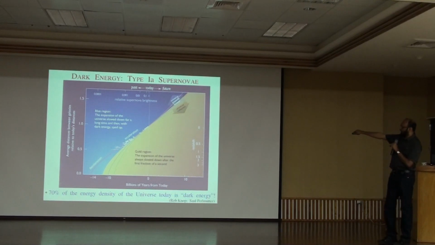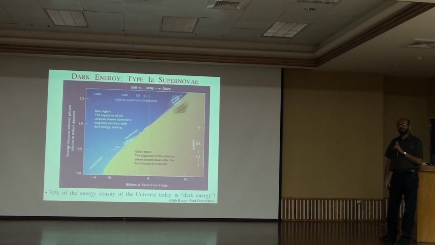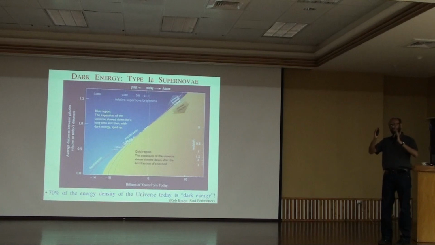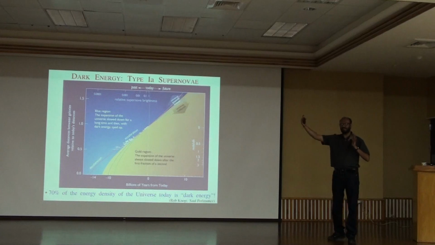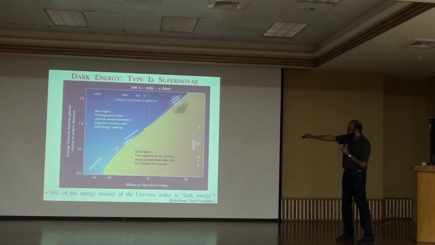Now, the way this has been plotted, the cold region over here is what you would expect if the universe were decelerating, going slower and slower with time. The blue region is if the universe were accelerating, going faster with time. These are the measured points, and you can see that all the points are sitting in this blue region. All the distances are higher than you would expect if the universe were decelerating. And that's actual data over here.